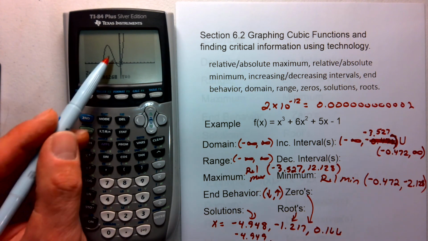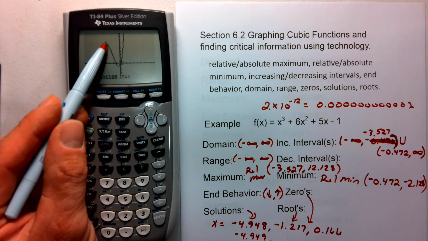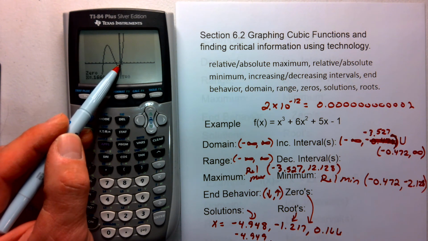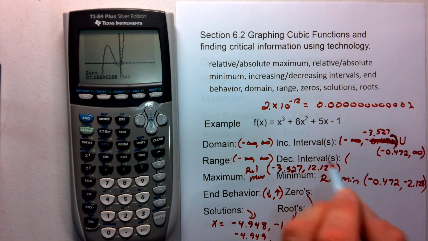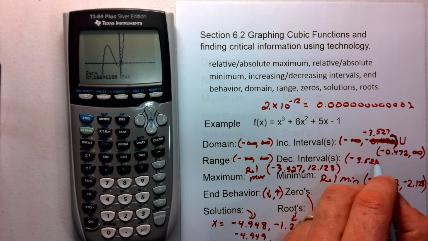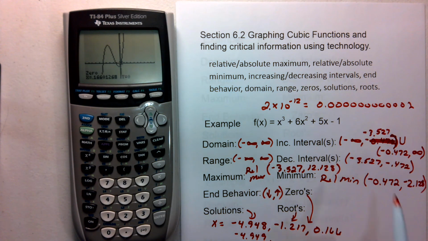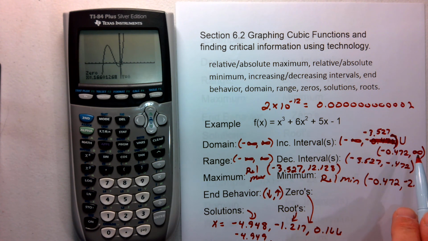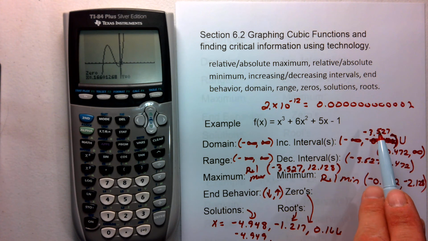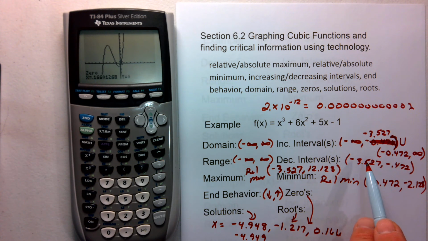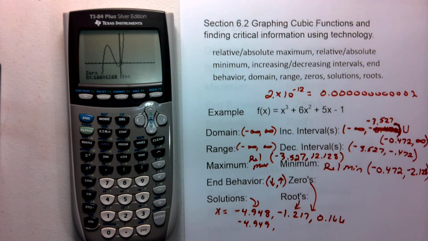Our decreasing intervals, again, we're looking at this x value, so this negative 3.527 to this minimum value, negative 0.472. So our decreasing interval is negative 3.527 to negative 0.472, again in parentheses. So notice our increasing and decreasing intervals, we can work from negative infinity all the way to positive infinity with our numbers. So we have negative infinity to negative 3.527. Then we pick up our negative 3.527 to negative 0.472. And then we pick up our 0.472 to infinity. So that's going to give us an idea of what our graph is going to look like.